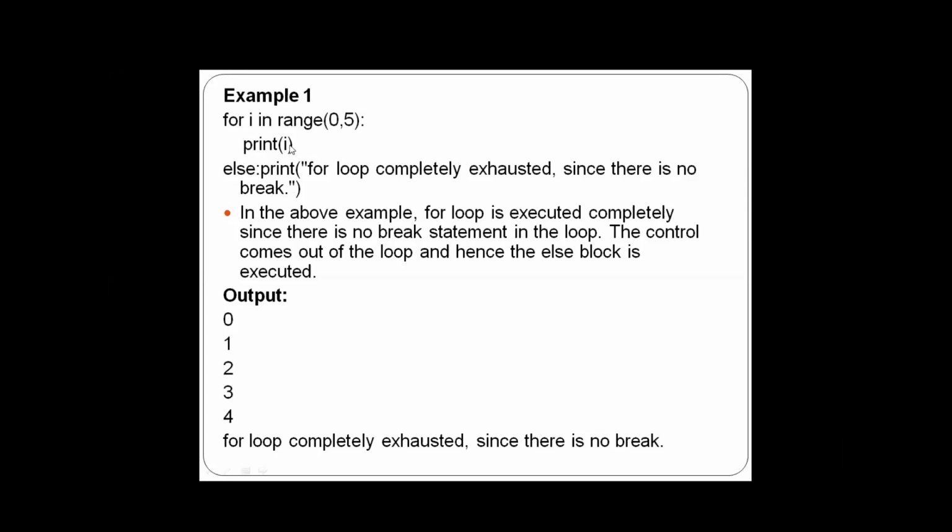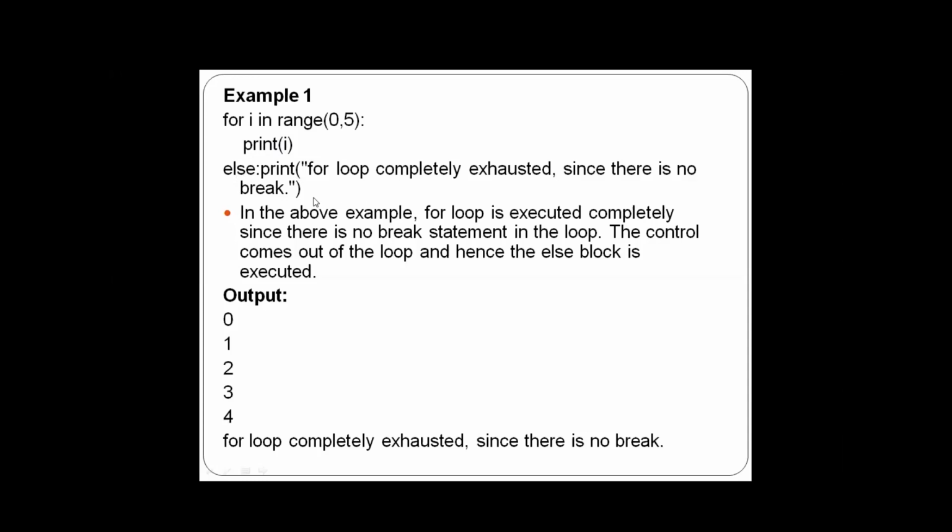So when I have a program here, I say for i in the range of 0, 5, print i. What will be the output? 0, 1, 2, 3, and 4. 5 will not be printed. After that my else part will be printed, since the for loop completely exhausted and there is no break.